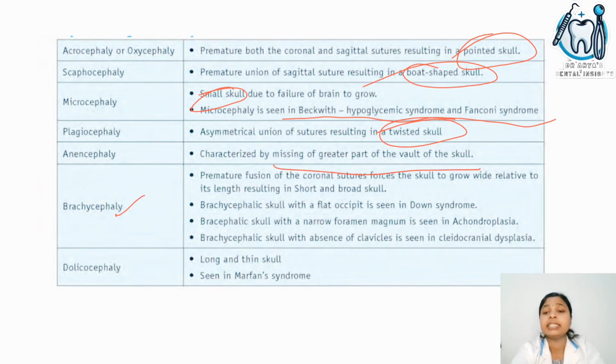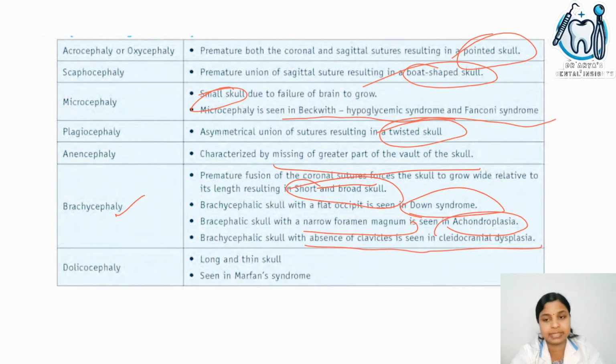Then brachycephaly is the premature fusion of the coronal sutures, which forces the skull to grow wide relative to its length, resulting in a short and broad skull. That is brachycephaly, and with flat occiput it is seen in Down syndrome. Narrow foramen magnum is seen in achondroplasia. And absence of clavicles is seen in cleidocranial dysplasia. And then dolichocephaly, a long and thin skull, is seen in Marfan syndrome. So these are the various conditions: acrocephaly, scaphocephaly, microcephaly, plagiocephaly, anencephaly, brachycephaly, and dolichocephaly. Each one is very, very important.